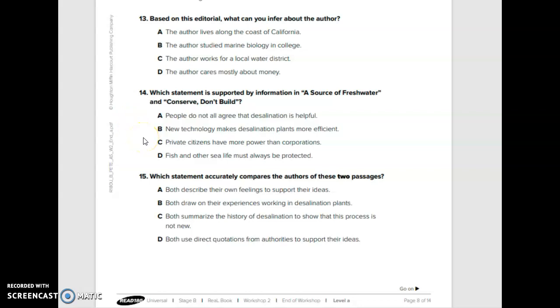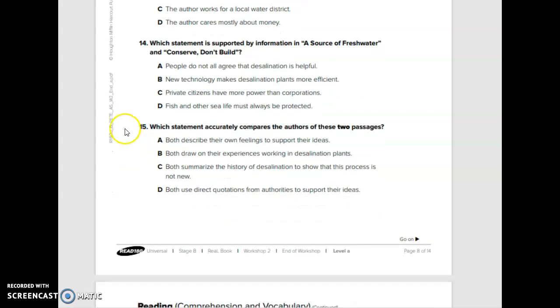C. Private citizens have more power than corporations. D. Fish and other sea life must always be protected. Number 15. Which statement accurately compares the authors of these two passages?